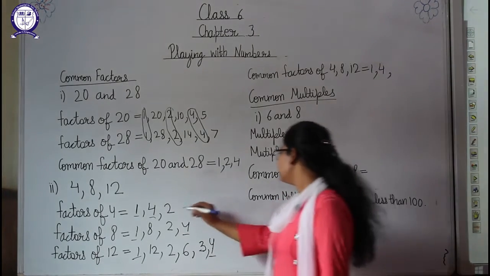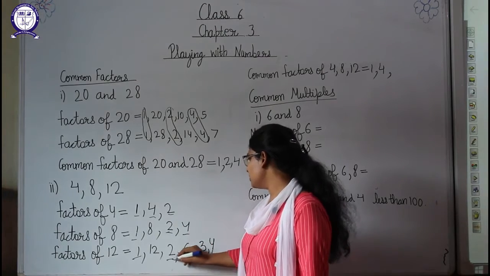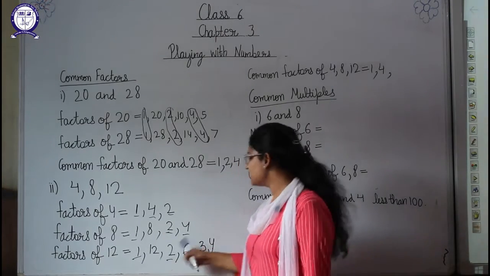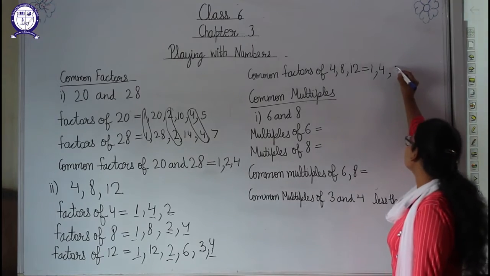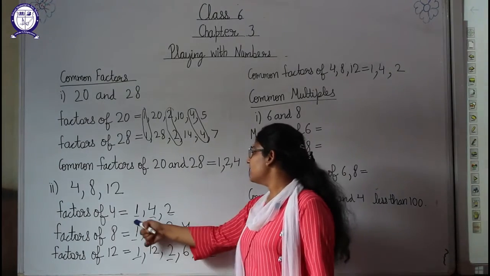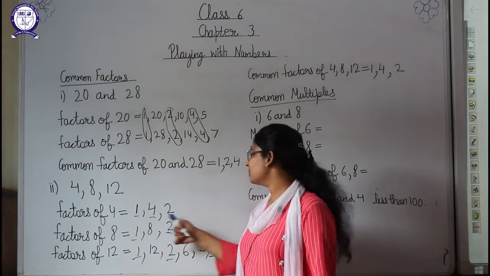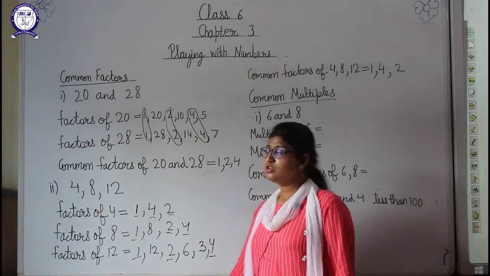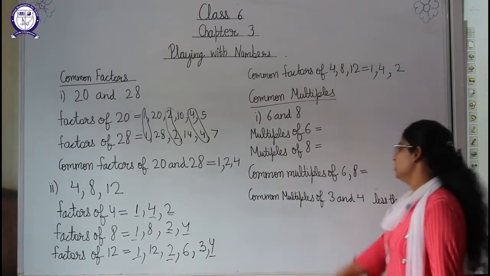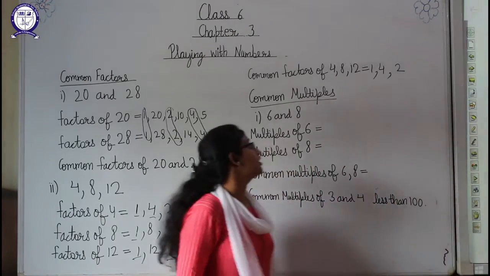After that, 2 is here and 2 is here. So this 2 is also coming in all the three cases, means 2 is also the common factor of 4, 8 and 12. Now students, if we check, there are no other factors of 4, so we can't compare with the others. So these three will be the common factors: 1, 2 and 4. Okay, common factors of 4, 8 and 12.